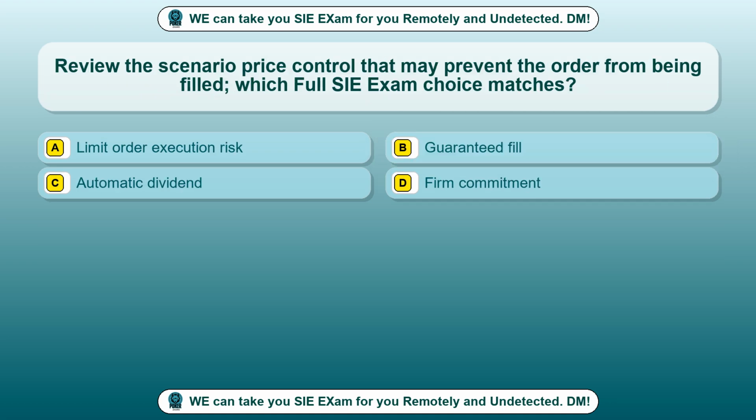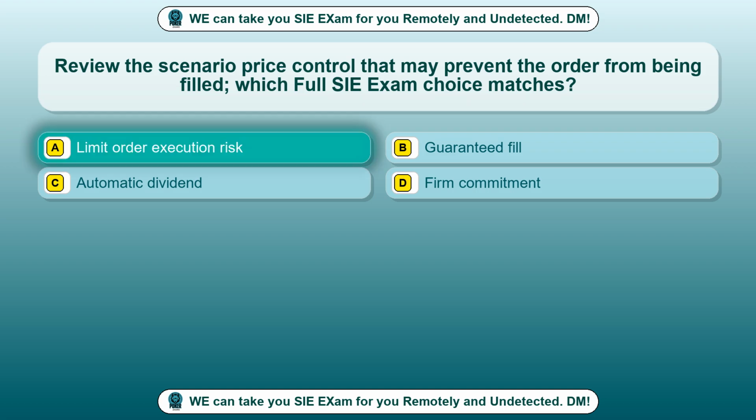Question 21. Review the scenario: a price control that may prevent the order from being filled. Which full SIE exam choice matches? Option A, limit order execution risk. Option B, guaranteed fill. Option C, automatic dividend. Option D, firm commitment. The correct answer is option A, limit order execution risk.